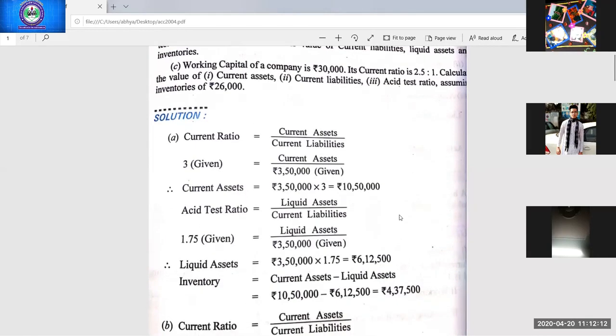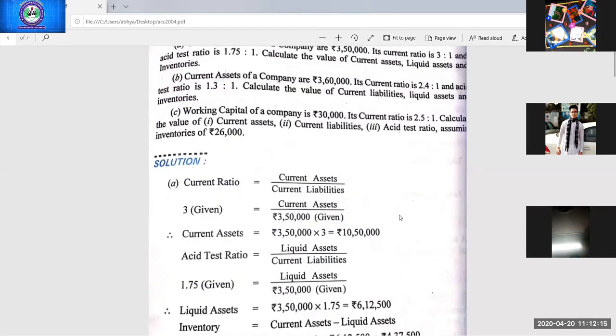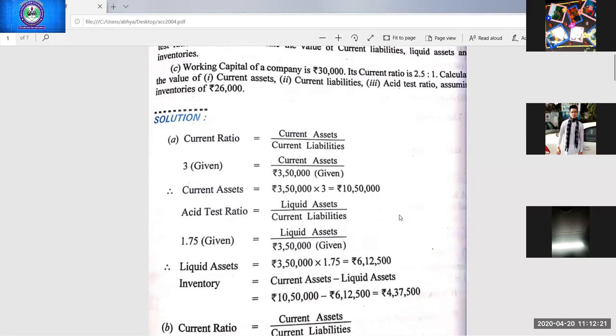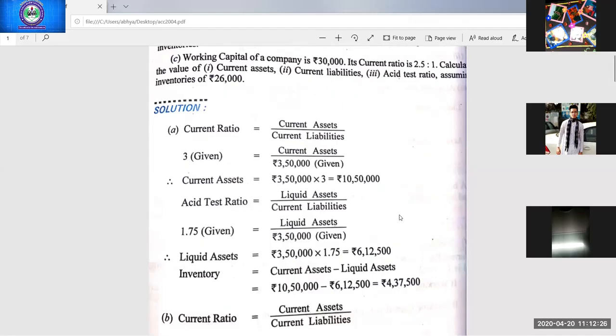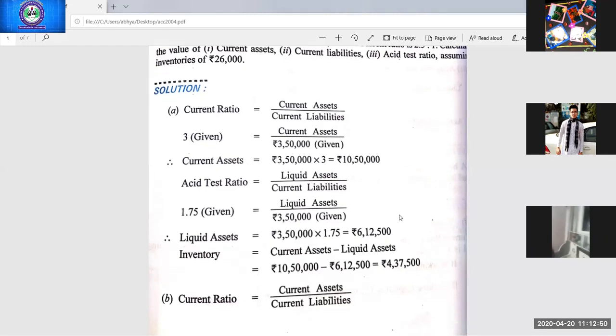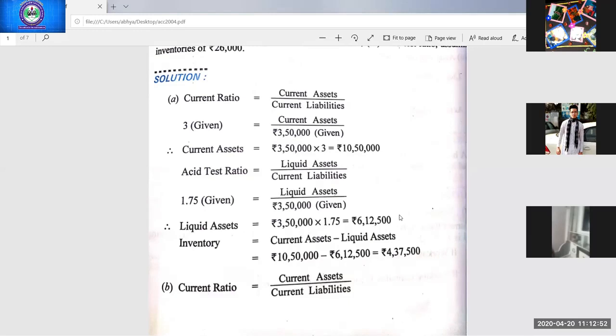The answer of the first question: current assets, liquid assets and inventories were asked. So students, you can match your answer. Liquid assets 6,12,500. Just tell me whether it is correct or not. Inventory 4,37,500. Just tell me whether it is correct or not. Yes, Anmol, Kashish, you, Anushka Bansal, and many more students are writing, then it's correct. So it means no doubt in this question. Now I'm going for the another question.